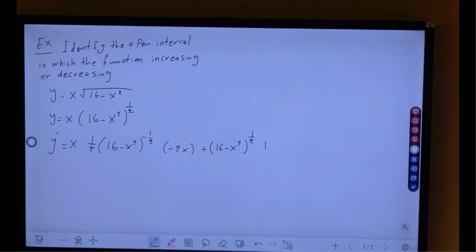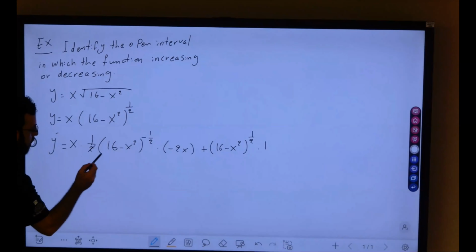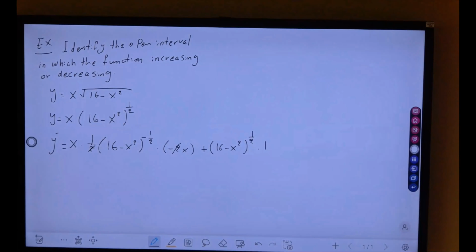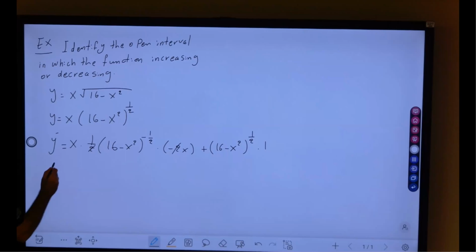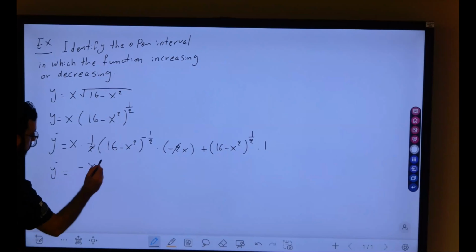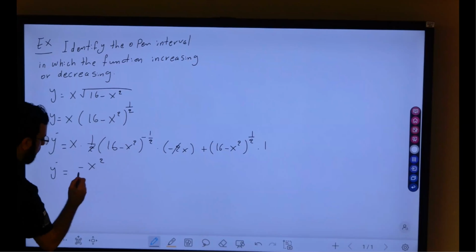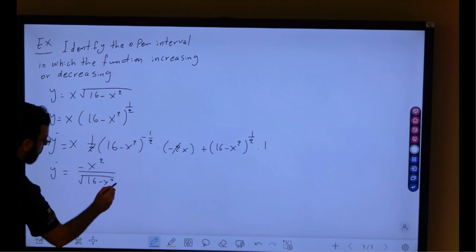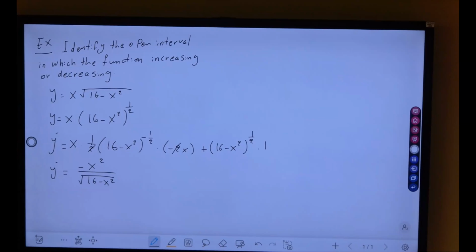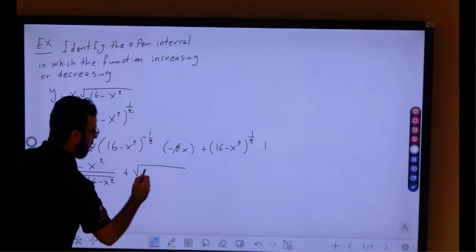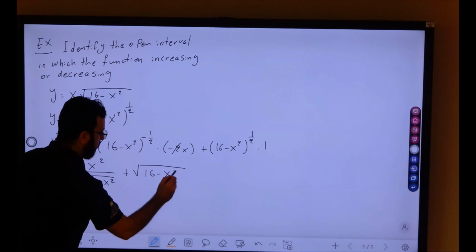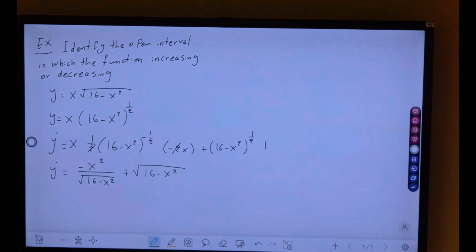Let's simplify it. Can I cancel the 2 with the 2? Now x times negative x squared. Can I write this over the square root of 16 minus x squared? Plus the square root of 16 minus x squared. Now, what's the next step?